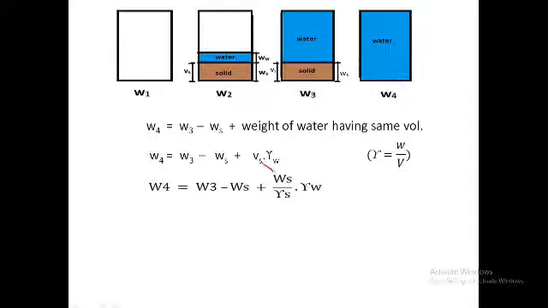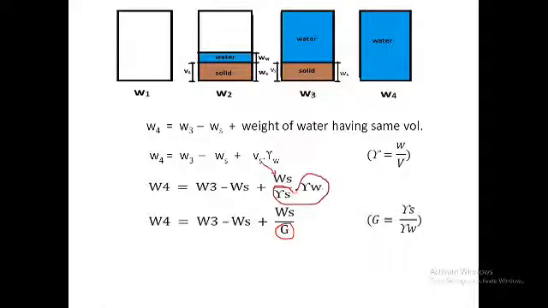Now this Vs can be broken down into Ws by gamma s. So the volume of the solids can be written as the weight of the solids by the unit weight of the solids. Now, this term right here can be written as this. Now, where did this G come from? If you remember, the G value is gamma s by gamma w, and what we have here is the reciprocal of this term, that is 1 by G. So I have replaced this with 1 by G here.